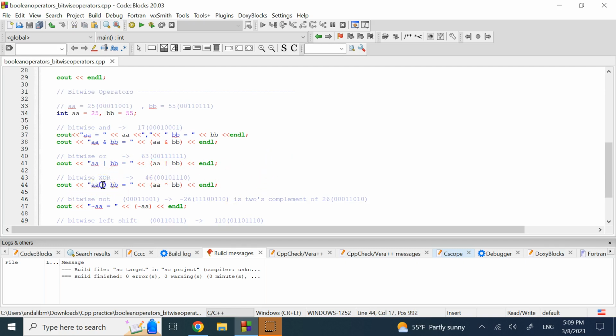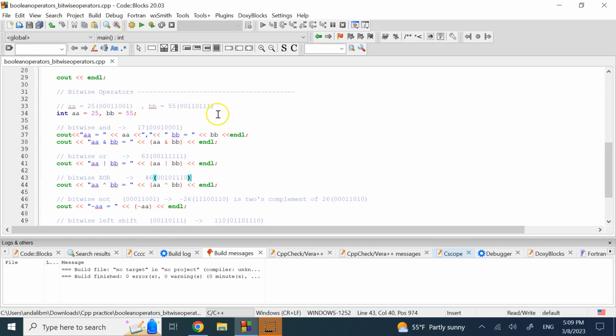Remember, if you are using MATLAB, caret means power. So if you do it in MATLAB, it's going to be 25 to the power 55. It's going to be an extremely large number. But if you do it in C++, guess how much you get? Just 46, because it does exclusive OR between the bits of one and the other.